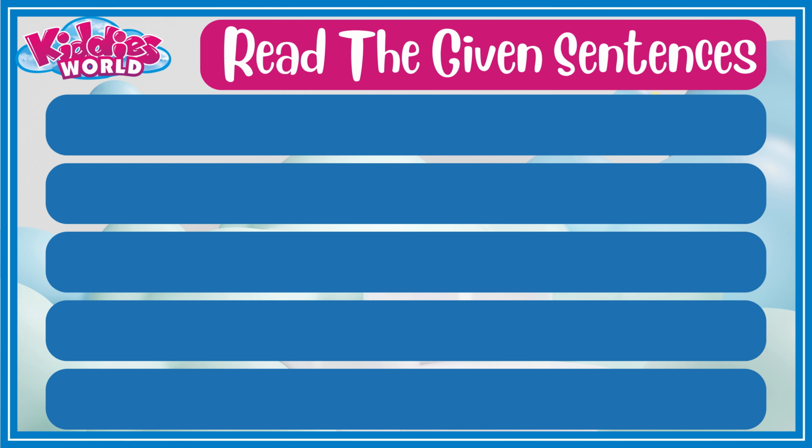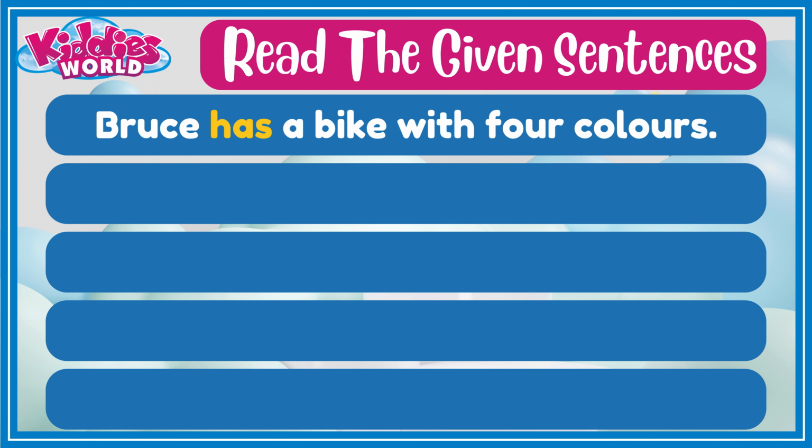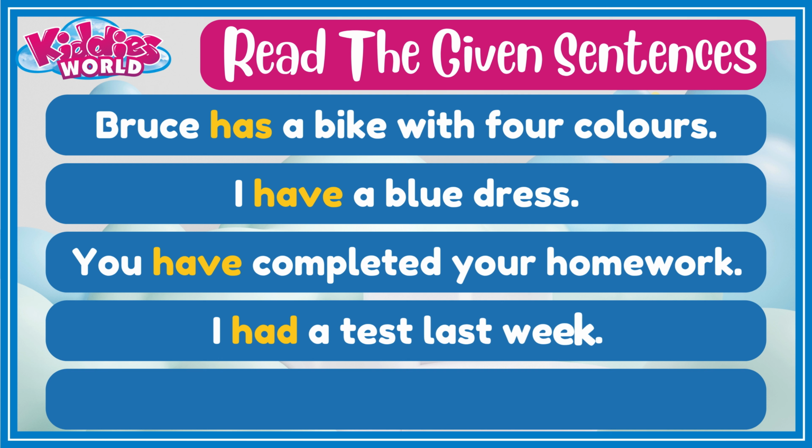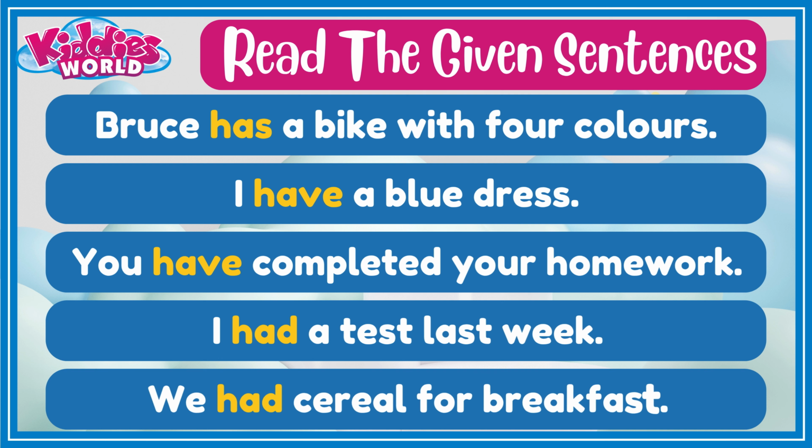First, let's read few sentences on the screen together before starting the detailed explanation of today's lesson. Bruce has a bike with 4 colors. I have a blue dress. You have completed your homework. I had a test last week. We had cereal for breakfast.